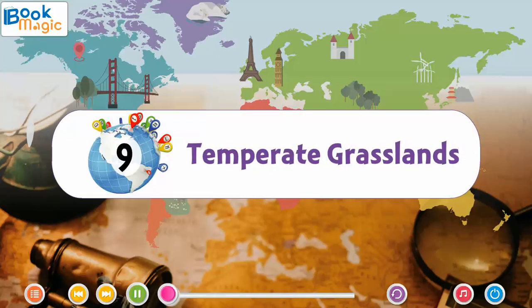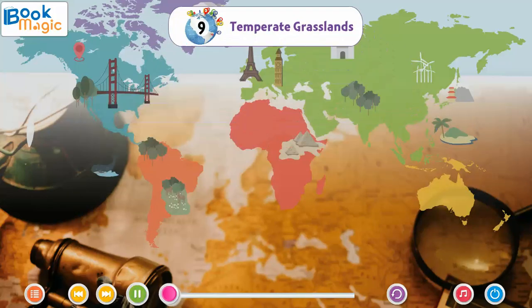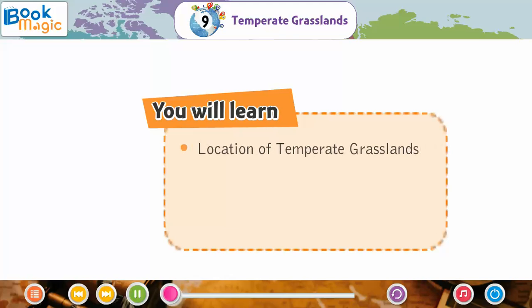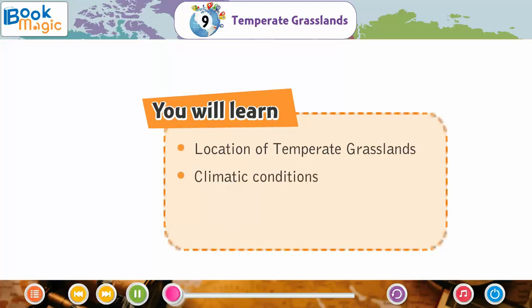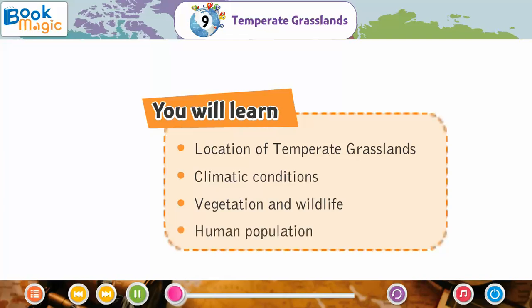Chapter 9: Temperate Grasslands. You will learn the location of temperate grasslands, climatic conditions, vegetation and wildlife, and human population.